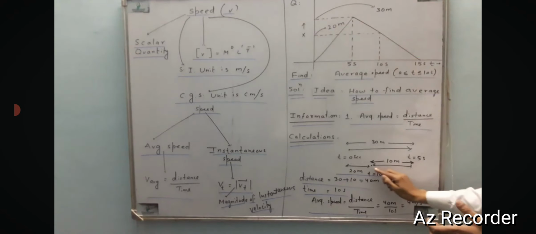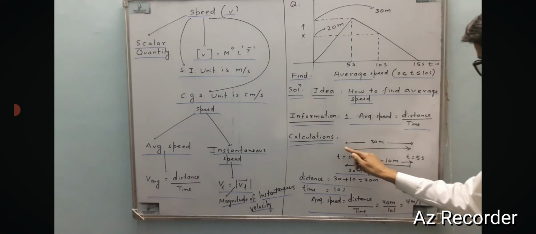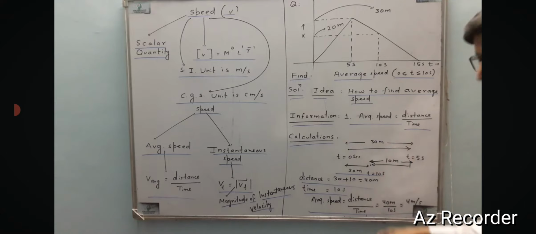So suppose here is x is equal to 20. So certainly this distance is going to be 10. So the total distance traveled is 30 plus 10, which is 40. Total time is 10 seconds. So the average speed is 4 meters per second.